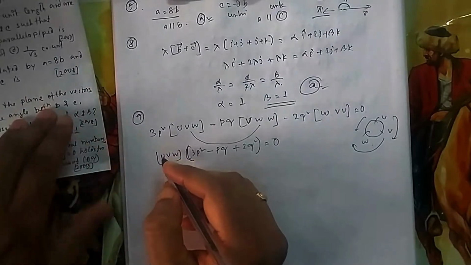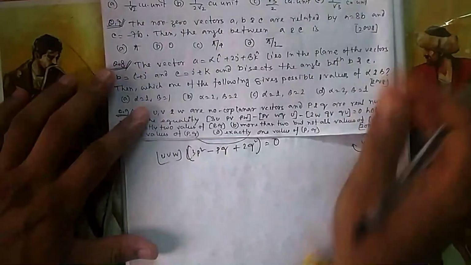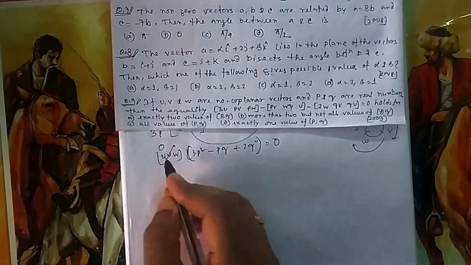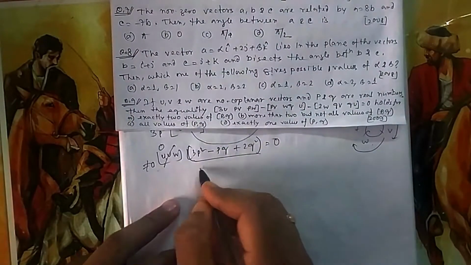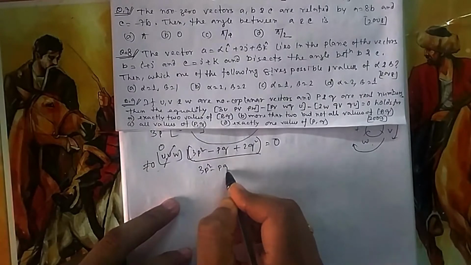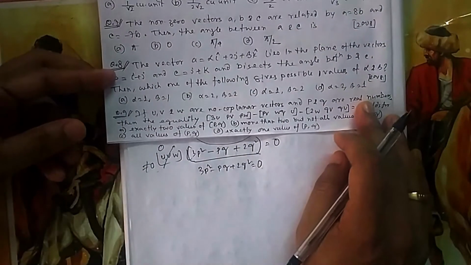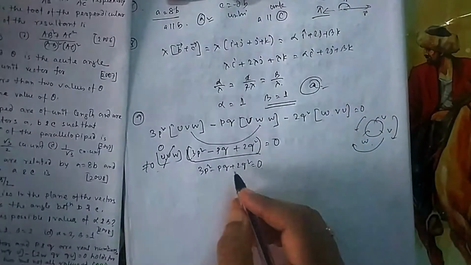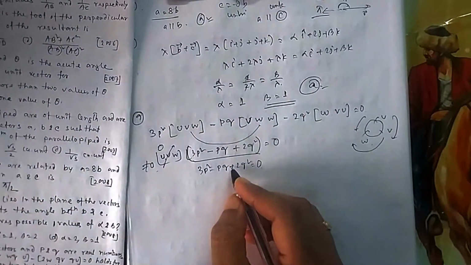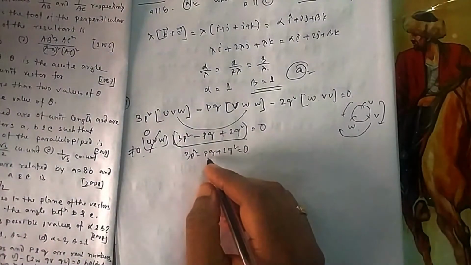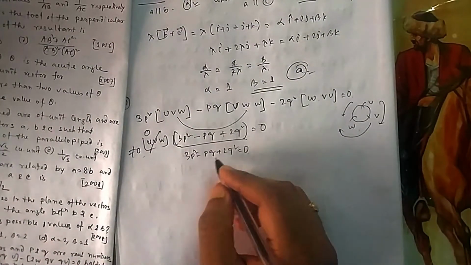But it is non-coplanar, they told you. UVW is non-coplanar, that means the box UVW cannot be 0. If it is coplanar, then it is 0. Non-coplanar means it is not equal to 0. So obviously this expression is 0. Then what are the possible values of P and Q? They should be real numbers also. So if you solve it, you cannot factorize it. Your P, Q will be imaginary. If you take the discriminant also, you will see it is an imaginary number.